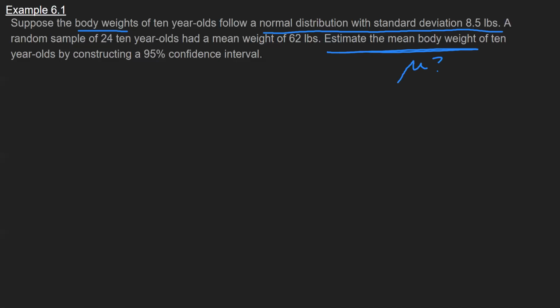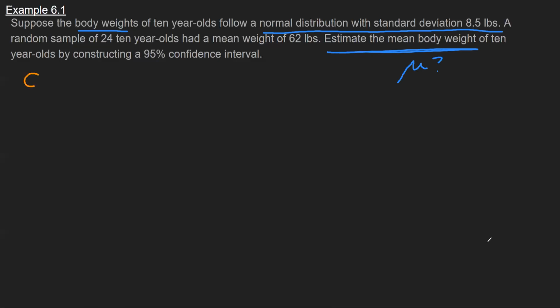Okay, so we're going to use our sampling distribution. So the next part reads, we have a random sample of 24 10-year-olds, and they have a mean weight of 62. So the question here is, well, how good is that as a sample, and can I use that to estimate? So let's look at these confidence interval rules here.